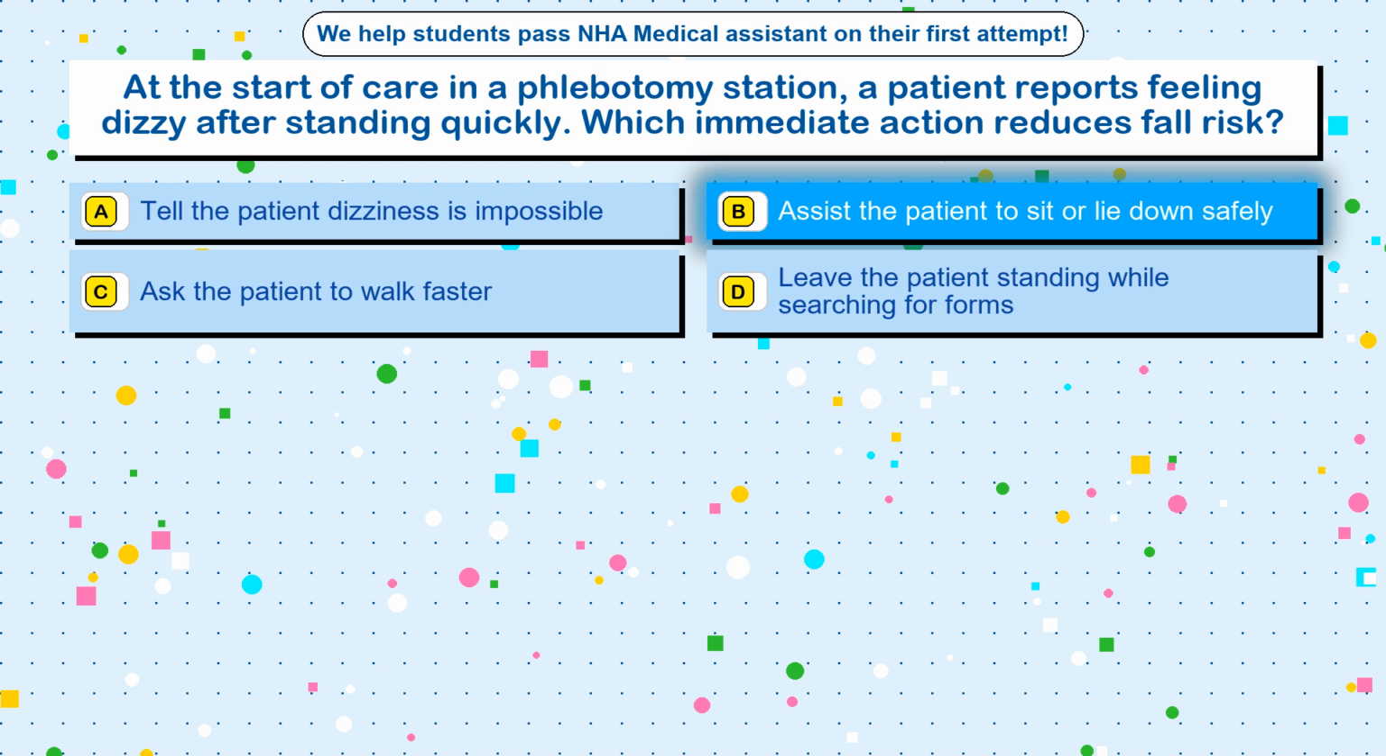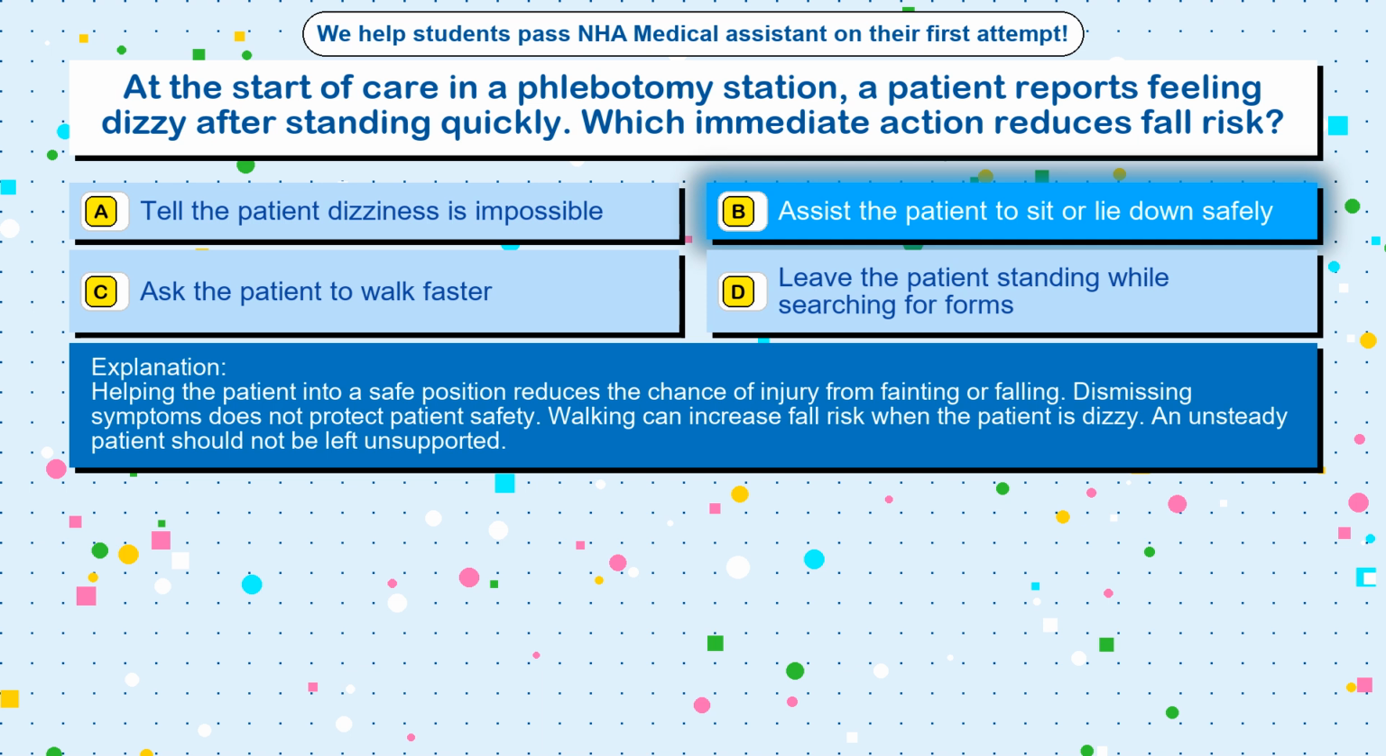Assist the patient to sit or lie down safely. Helping the patient into a safe position reduces the chance of injury from fainting or falling. Dismissing symptoms does not protect patient safety. Walking can increase fall risk when the patient is dizzy. An unsteady patient should not be left unsupported.